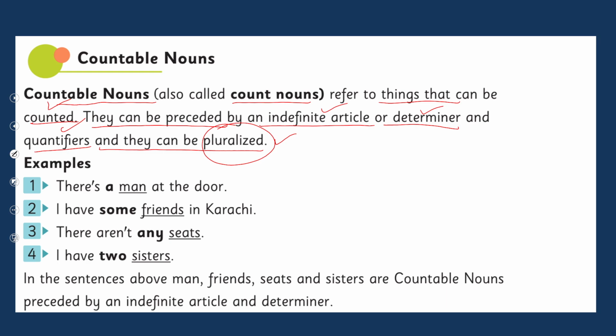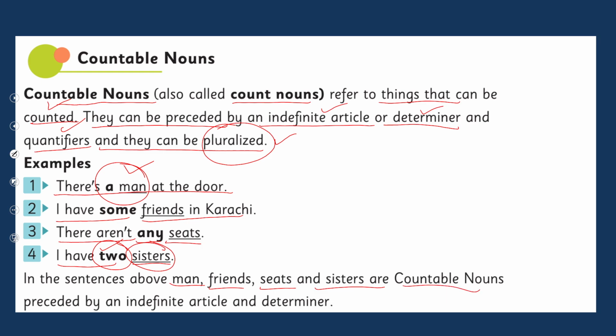For example, there's a man at the door. There is a man. Now, can we count this noun? Yes, it's a countable noun. I have some friends in Karachi. There aren't any seats. I have 2 sisters. So, how many? 2. Can we count them? Yes. In the sentences above, man, friends, seats, and sisters are countable nouns preceded by an indefinite article and determiner as well.